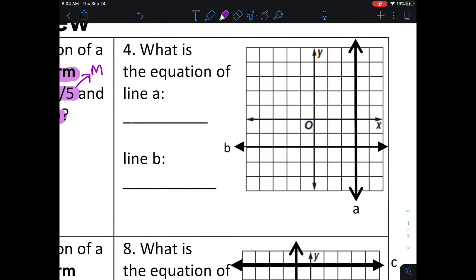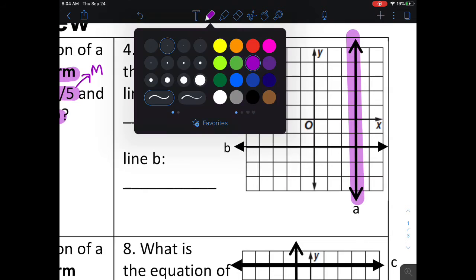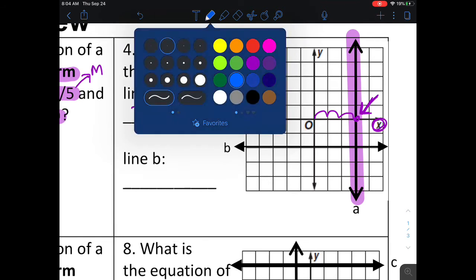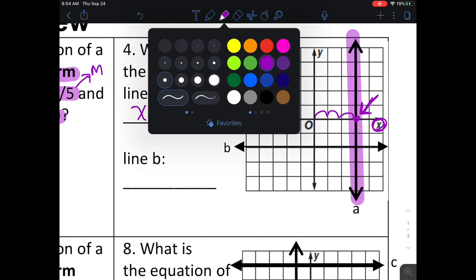So let me look. Line A is this one right here. Okay, and I'm looking at this. It goes through the x-axis. The x-axis is right there. And it goes through the x-axis at this point here, right? So that's going to be 1, 2, 3. So that's going to be x equals 3. Done. Next, we're going to look at line B.